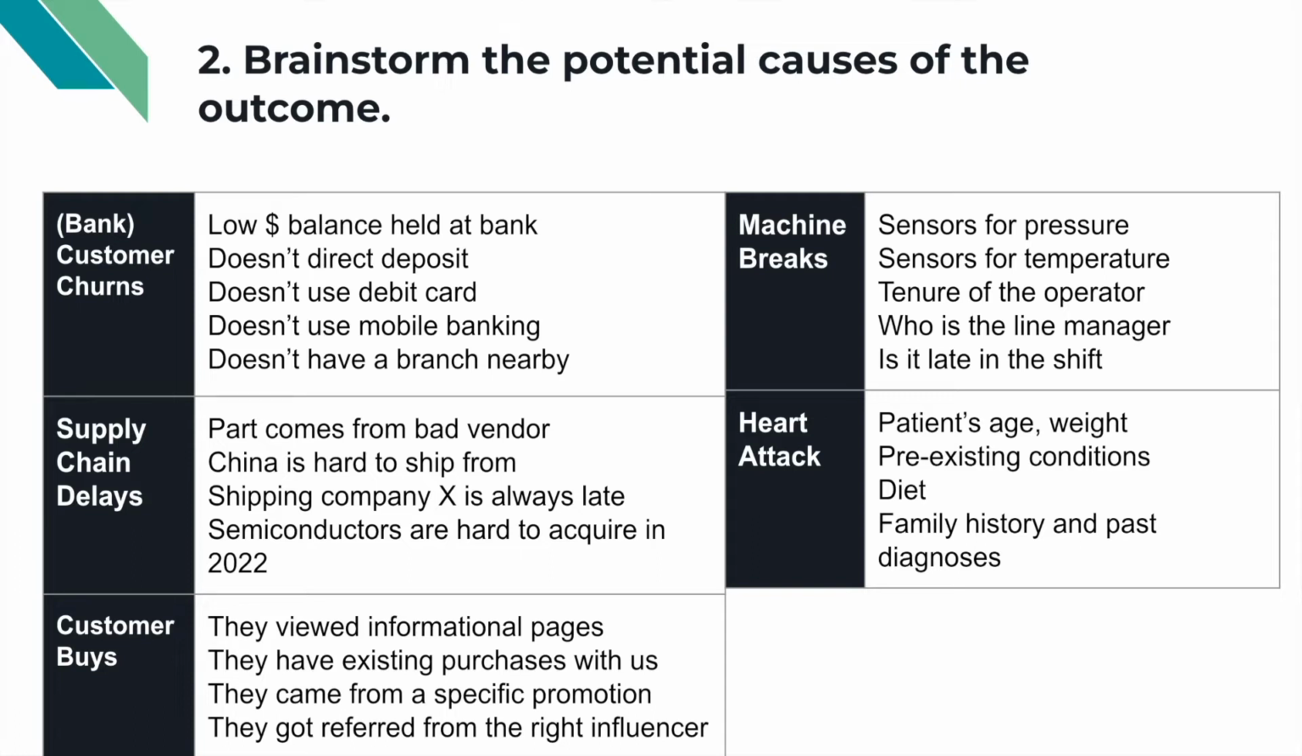What was their age, their weight, their pre-existing conditions? How was their diet? Are they a smoker? What was their family history and past diagnoses? All of these are very familiar to the person who manages the outcome. And that's why it's super important to make sure that the person who is close day to day to the problem we're trying to solve pitches in and gives us the hypotheses.